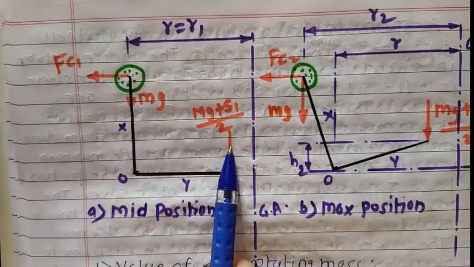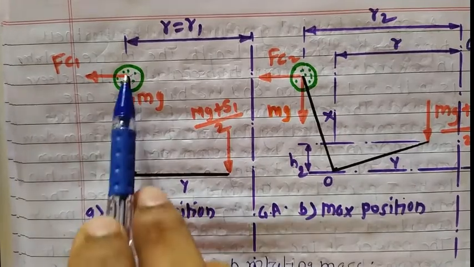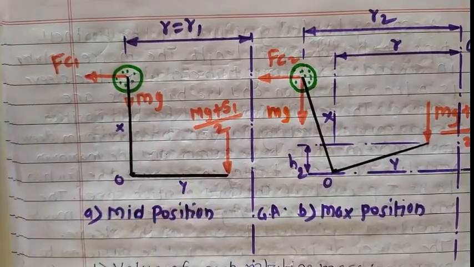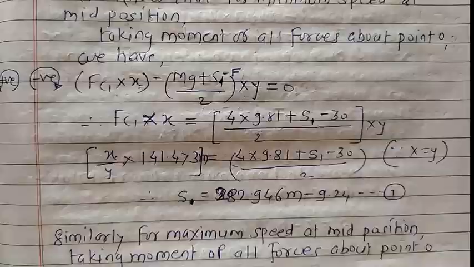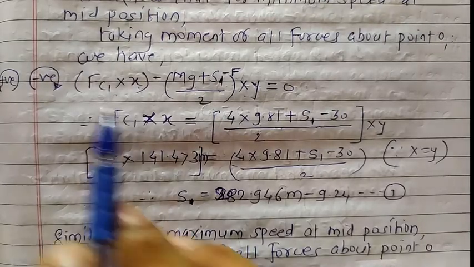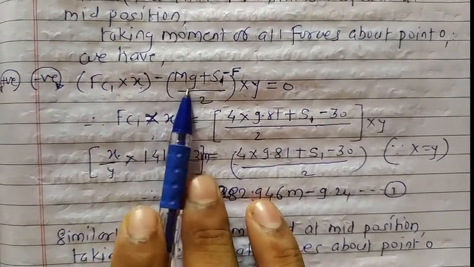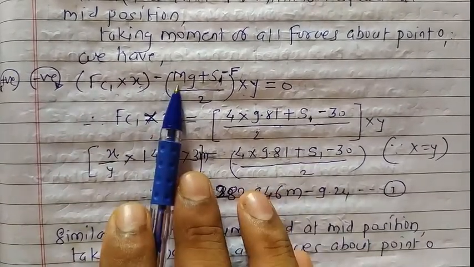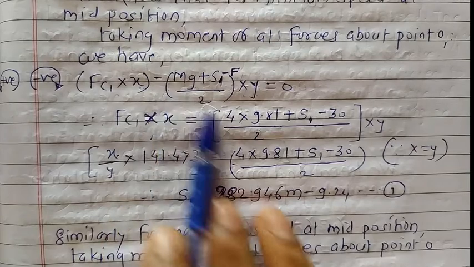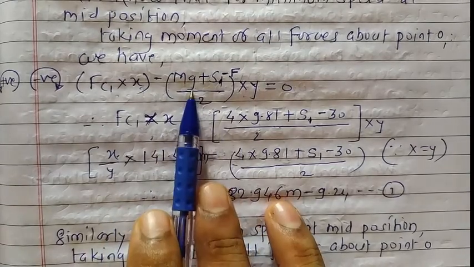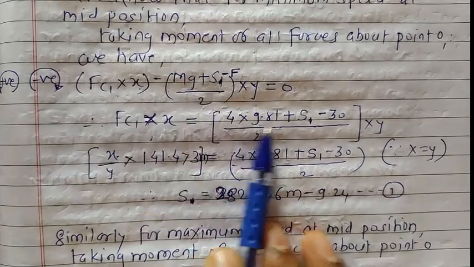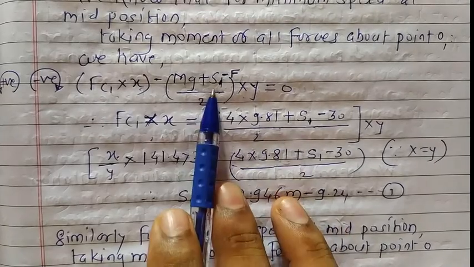You have to take the moment of this force about this point by considering this distance. So the relation you can get like this: Fc1 multiplied by x, take this term towards the right side. We know the value for this one, the mass of the sleeve, with us 4 kilogram. Just substitute the value, g 9.81 plus, what's about this one?